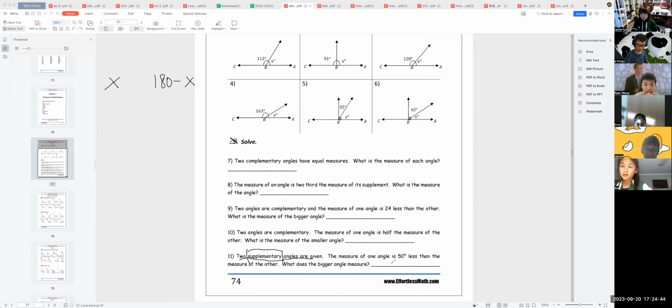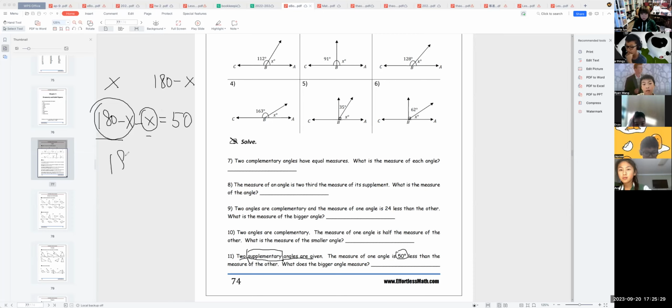The measurement of one angle is 50 less than the measurement of the other. So that means 180 minus x, minus x, Ava, equals what? Equals what? 你看，一个角比另外一个角大五十度，那这个角减这个角等于什么？130。啊，等于什么？等于什么？50 degrees. Very good. Understand, Ava? One of the angles minus the other equals 50. Enzo, understand? Ryan? Jay-Z, understand?